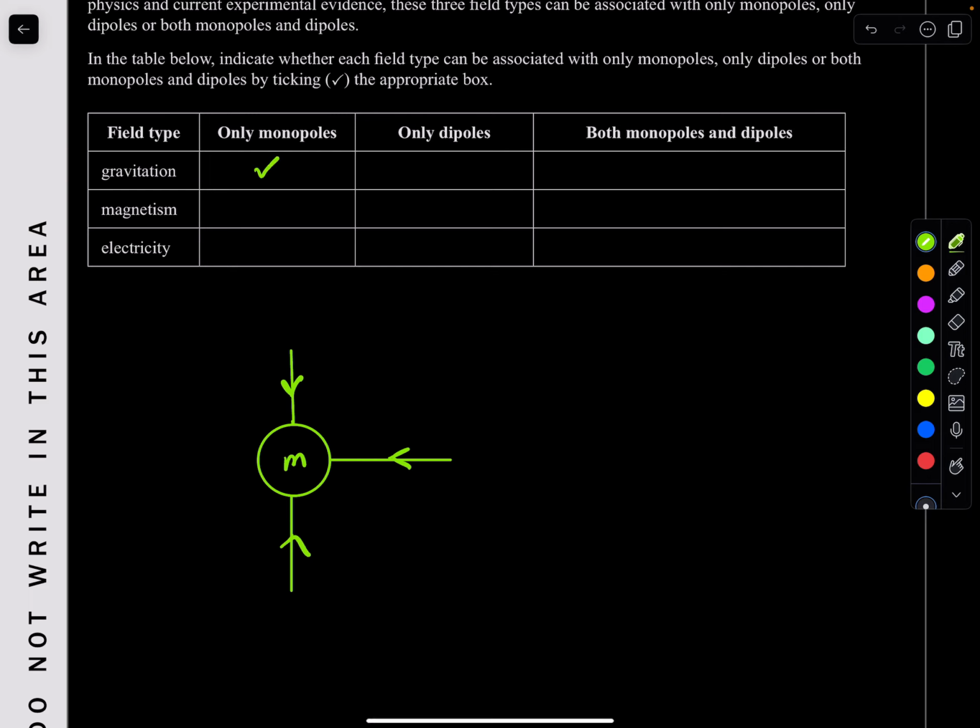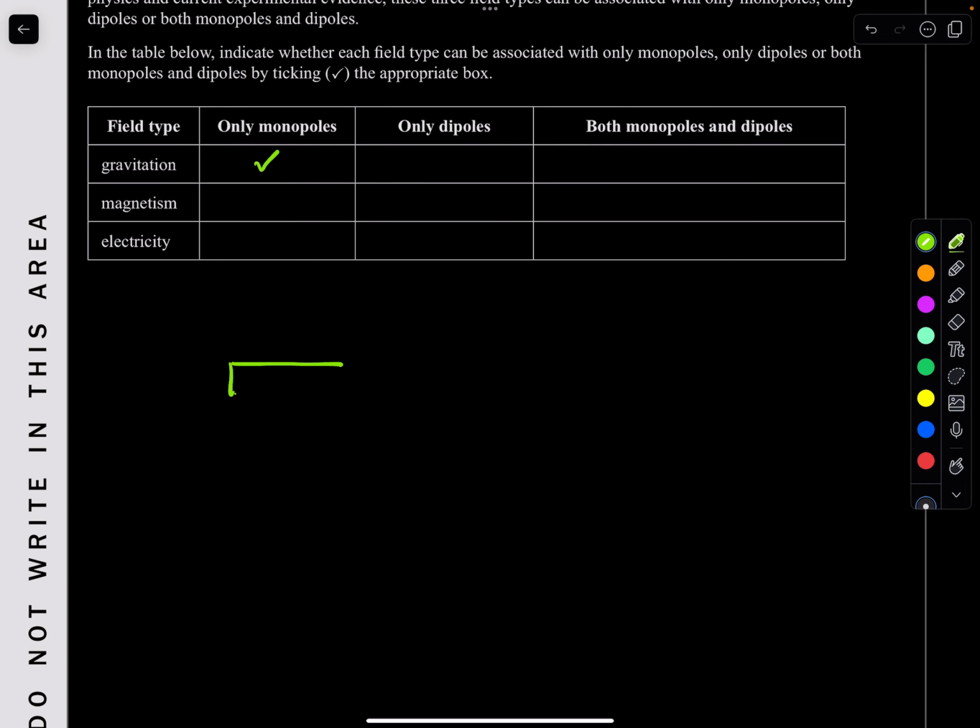So a monopole. Magnetism. Let's look at magnetism. We know magnetism's like bar magnets. Let's have a look at a bar magnet. There's a north and a south. So they always exist in pairs, which is a north and a south. So they are dipoles because there's 2 poles. Di means 2. Poles means they are poles.